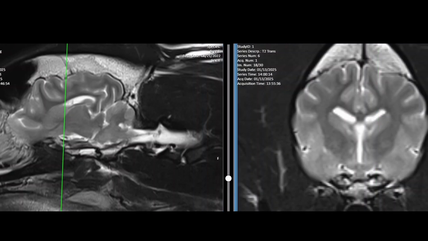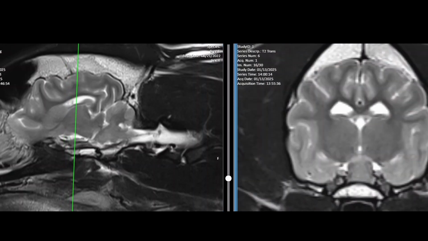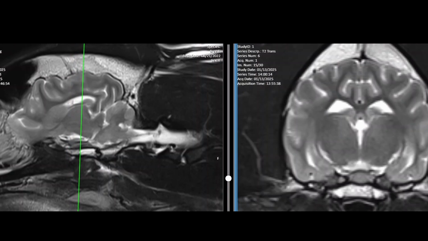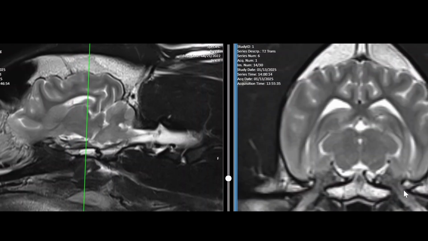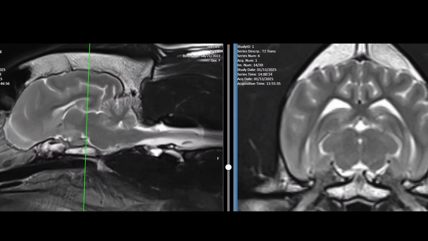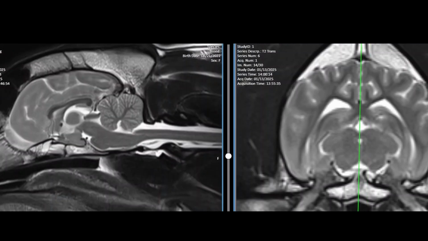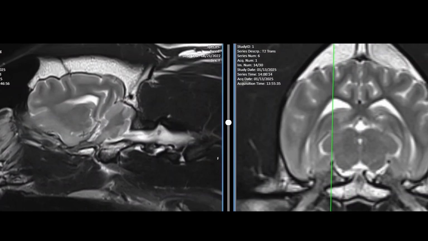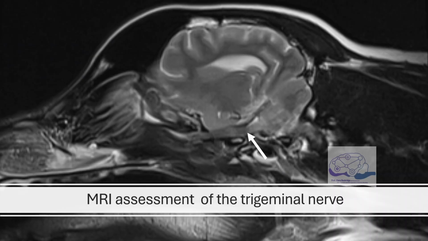An inflammatory process. Again, we can follow it down back. We can see the mandibular branches leaving, which were very thickened in this dog. Back to where we started, to the cerebellopontine region.